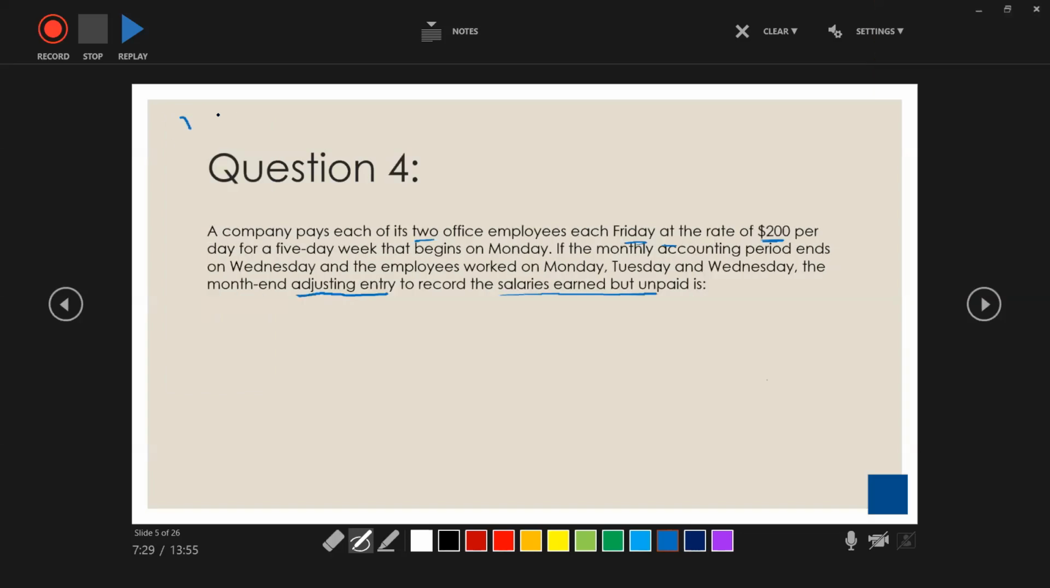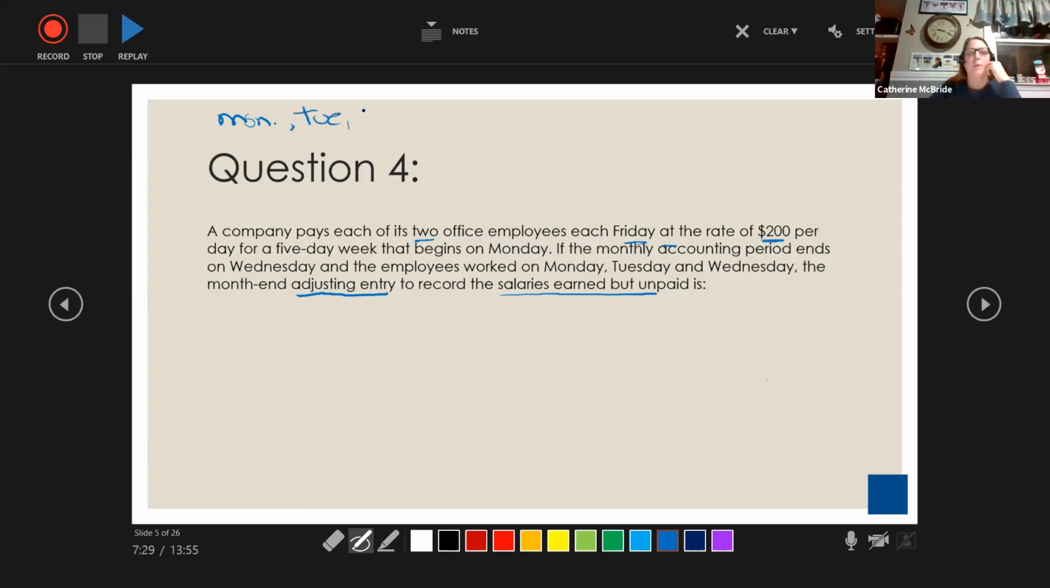2. Monday, Tuesday, and Wednesday. Monday, Tuesday, and Wednesday. We pay on Friday. So if we need to record on Wednesday how much has been incurred that month but not recorded, how many days would it be?